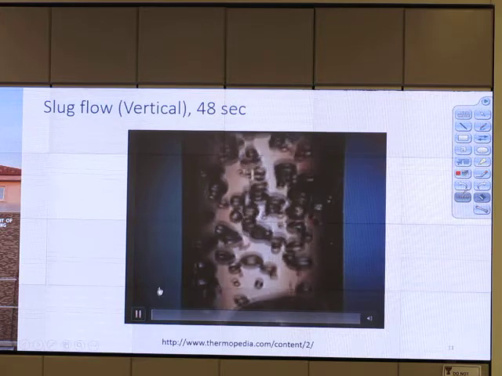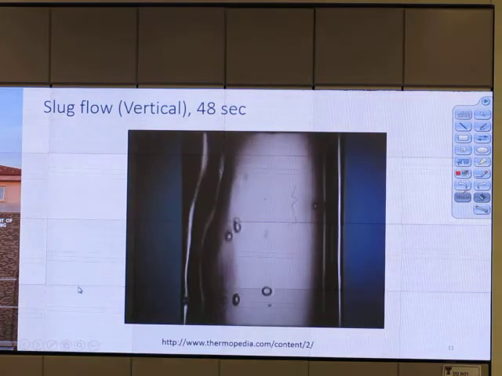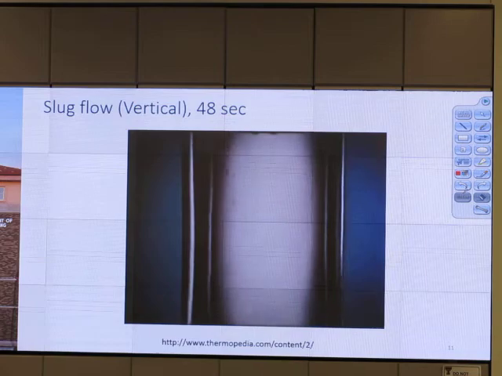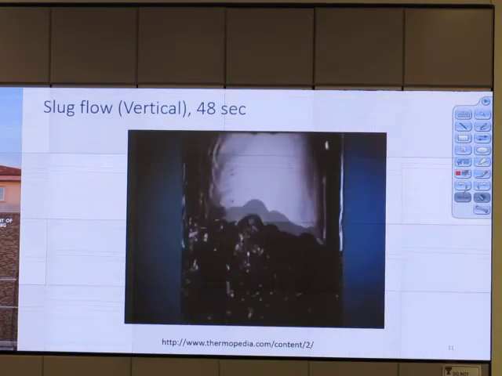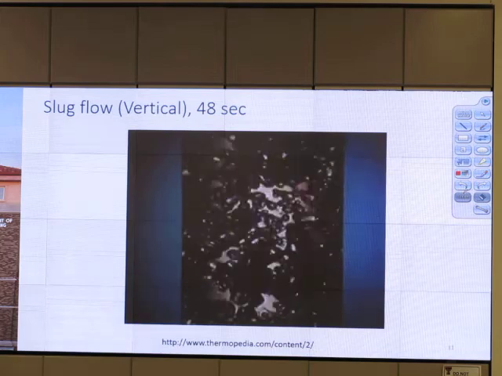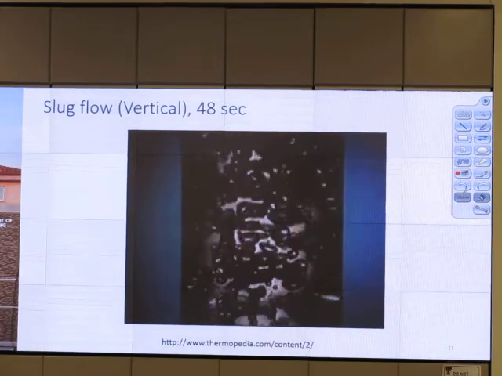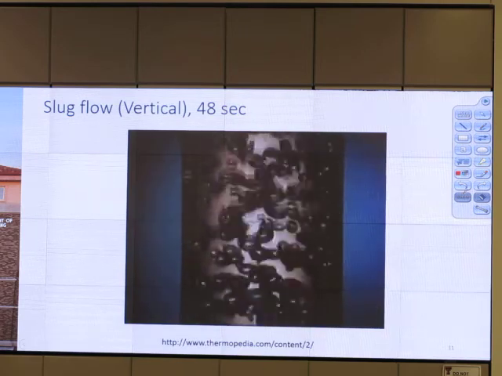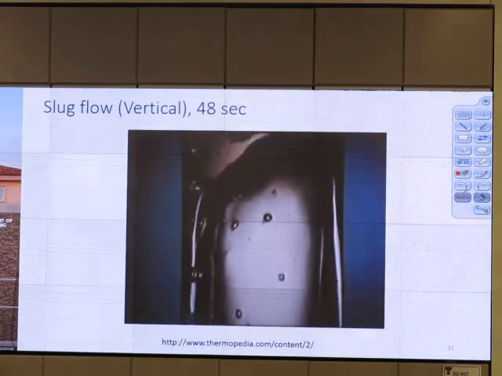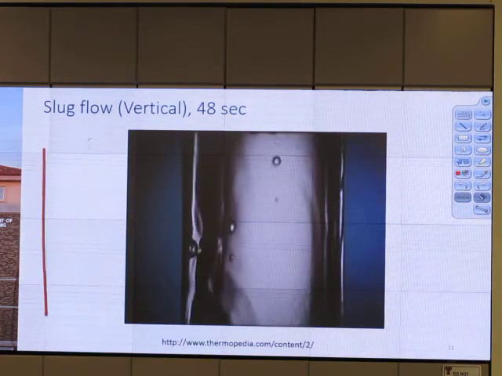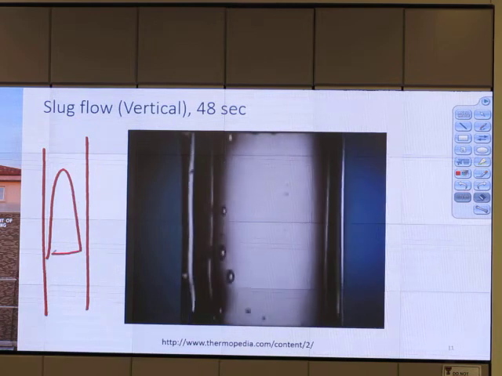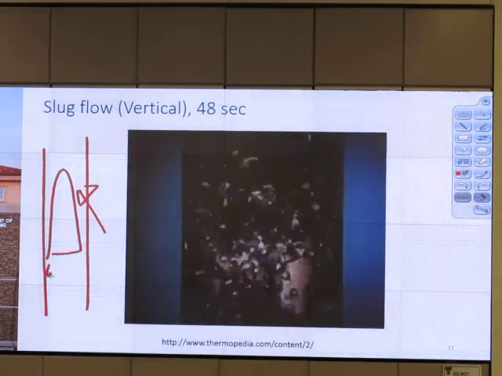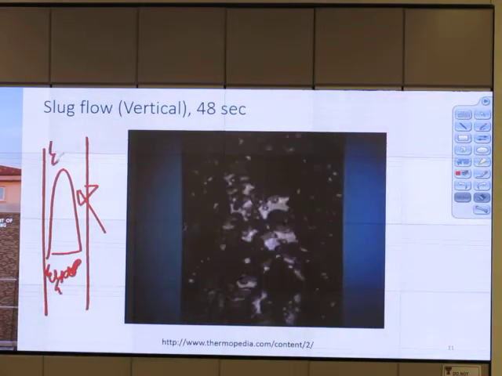Slug flow. Wow, Taylor bubble. This is gas phase, right? This is at the end. Okay. And this is a Taylor bubble. So we have the Taylor bubble zone. And this film is a falling film. It can fall down, and at the end, it can have some kind of mixing.